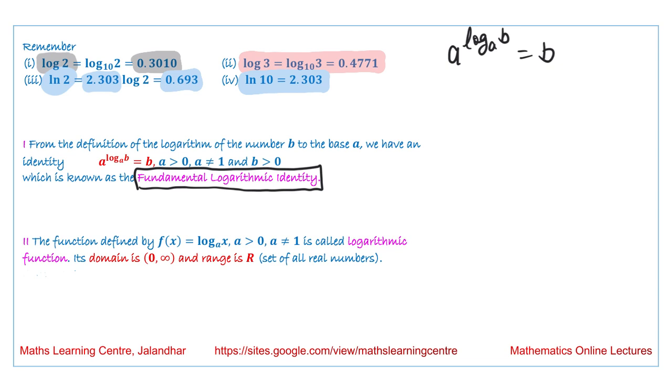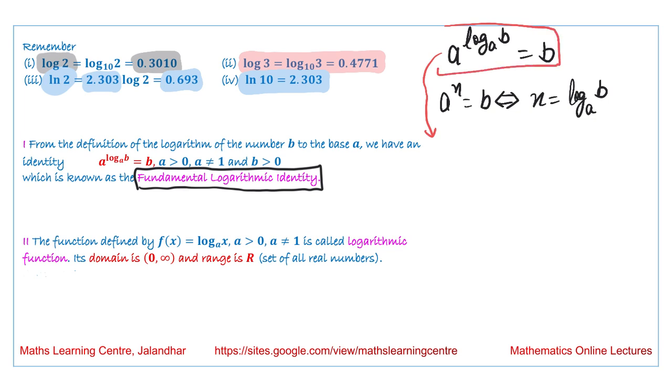Why are we getting this result? The definition we have is a raised to the power x is equal to b. This statement is equivalent to x is equal to log b to the base a. So if we write this in this form, we are saying the statement a raised to the power log b to the base a is equal to b.